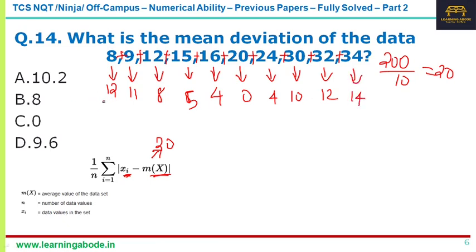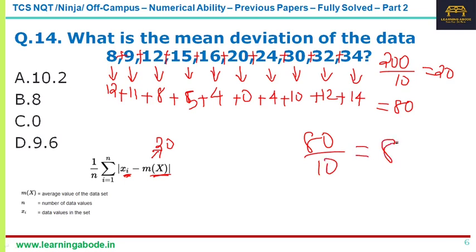Now if you sum up all these: 12 plus 11 is 23, plus 8 is 31, 36, 40, 44, 54, and 54 plus 12 is 66, 66 plus 14 is 80. So this 80 by 10, that's 8, which is the answer for this question.